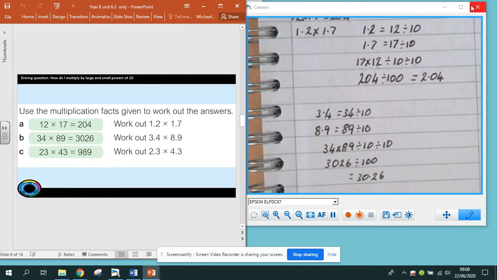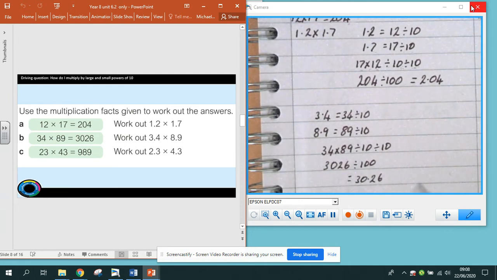The same method works on the next one. 3.4 is 34 divided by 10. 8.9 is 89 divided by 10. So 34 times 89 gives me 3026, because I'm told that. But I've got to divide that by 10 and then divide that by 10 again, which is the same as dividing by 100. Gives me 30.26.